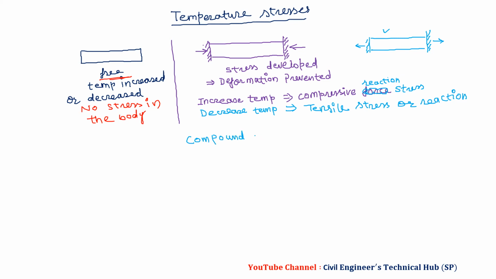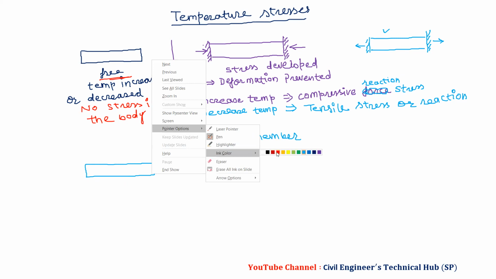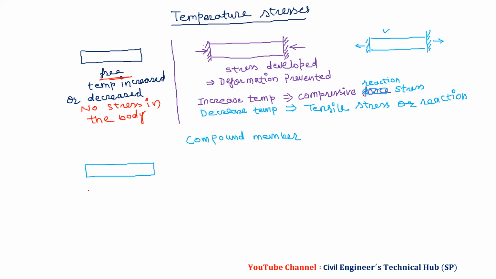So compound members. In this we have two bodies. We have one member, and then we have another member which is attached to it. Now we are going to heat it. These are attached, so they will act combinedly. I will call this 1 and this 2. So we have alpha 1 greater than alpha 2, and temperature increase.